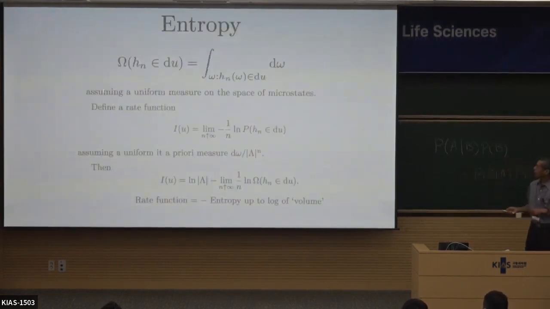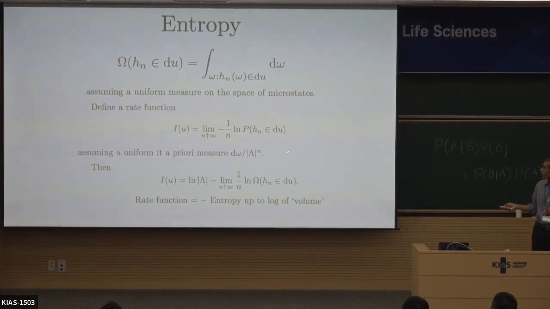What is entropy? Assuming that there's a uniform measure on the space of all microstates, suppose the energy per particle is in a little interval, u to u plus du. Then the entropy is this function of h_n lying in this little interval u to u plus du, summed over all the possible microstates. That's the volume in microstate space of microstates that have energy per particle h_n in this little region, u to u plus du. That's the entropy.